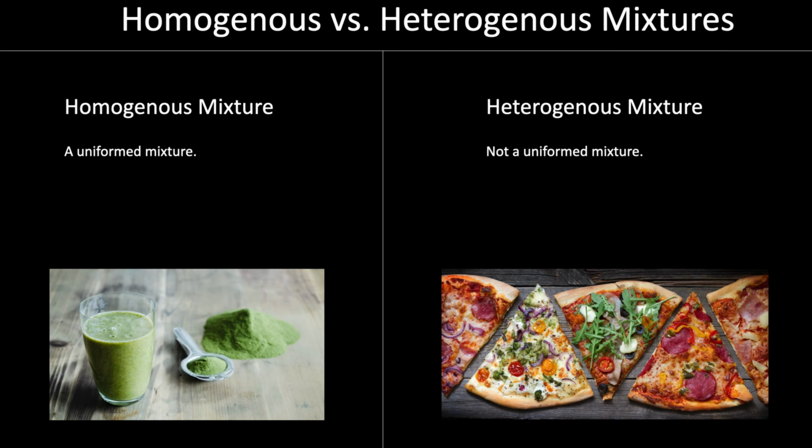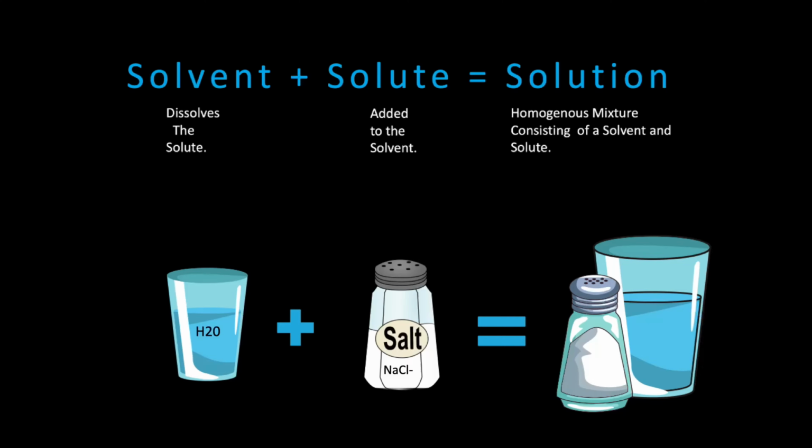Now, we have a heterogeneous mixture. These are mixtures that you can actually see the difference. You can see the different substances. So pizza, that's an example. You see the spinach on pizza, you see the onion, you see the pepperoni. It's not uniform. So it's important to know the difference between a solvent, solute, and a solution.